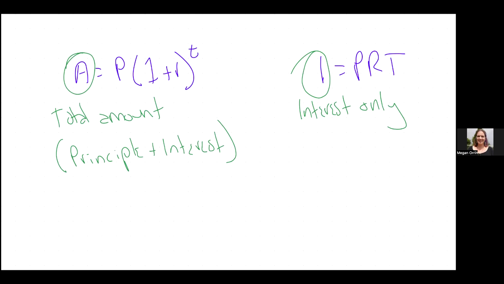But if you're using this formula, compound interest, they've already given you the total amount. You don't need to add it to the principal again because the principal is included in the way that they're calculating. Does anyone have a mathematical explanation as to why that's true? Why does this include the principal and this one doesn't?